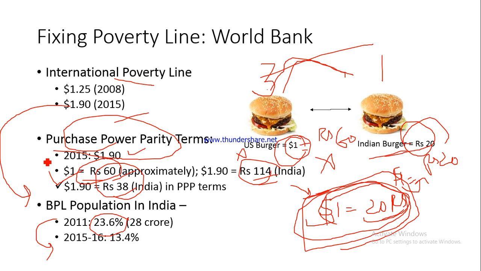So basically what I've said is, even if you're not able to understand the purchase power parity and how to calculate it, you need to always mention in your notes that this international poverty line is in PPP or purchase power parity terms. So $1.9 is not equal to 114. If you have to calculate the value of $1.9 in Indian currency, don't take into account the currency exchange rate, take into account the purchase power parity equation, and then you will understand that $1.9 is equal to just 38 rupees. And so this is the poverty line that has been fixed by World Bank.